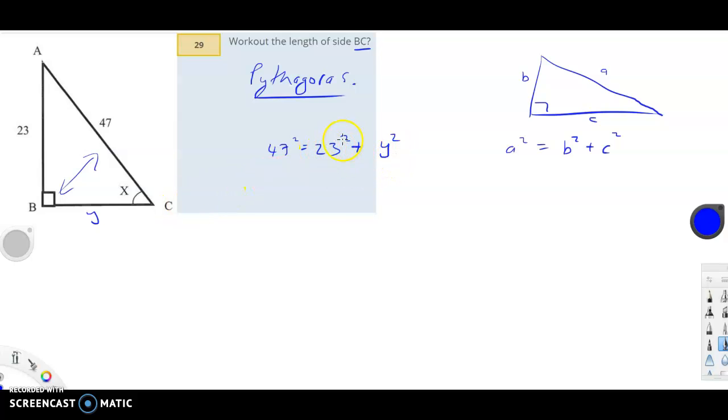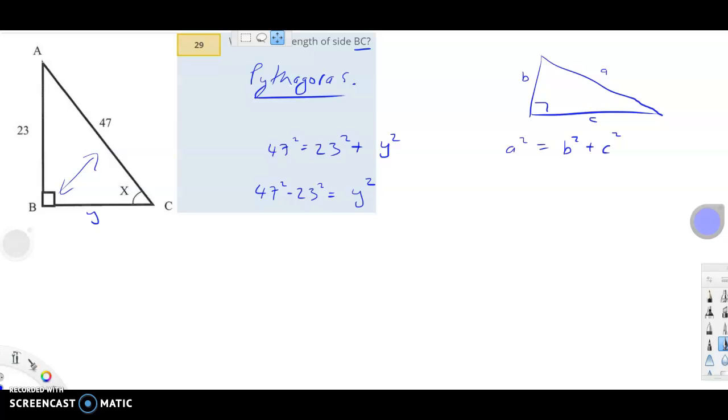First of all, we want to subtract 23 squared from both sides. So 47 squared minus 23 squared equals, we'll cancel out the 23 squares from the right. So we get this. And now we don't have Y squared, we want Y. So we get the square root of both sides.